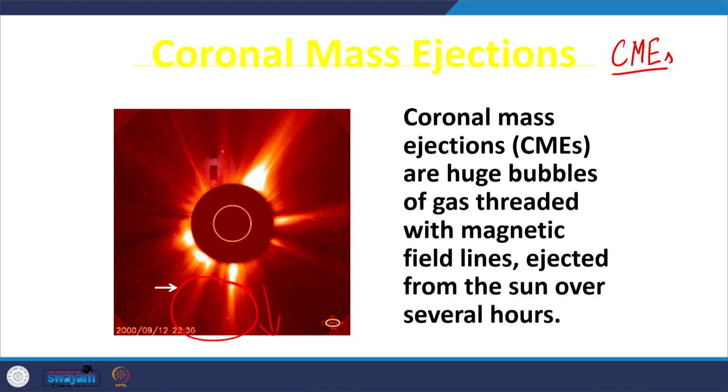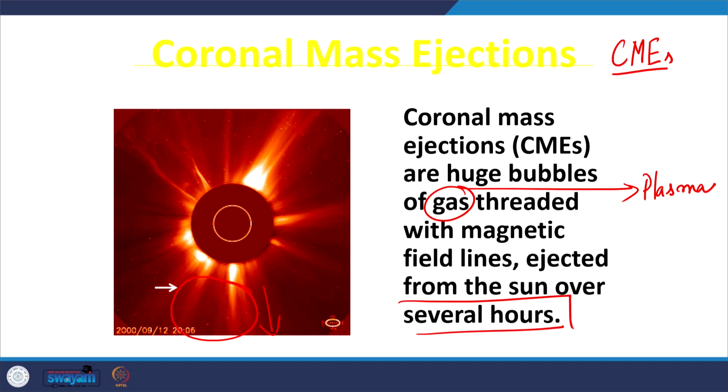Coronal mass ejections are huge bubbles of energetic plasma threaded with magnetic field lines, ejected from the sun over several hours. So coronal mass ejections are simply those events during which bursts of plasma are thrown into interplanetary space, and this event can last several hours. This process of throwing away large masses of gas can occur over several hours.